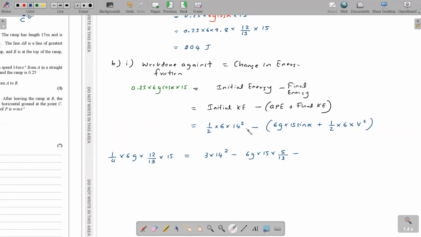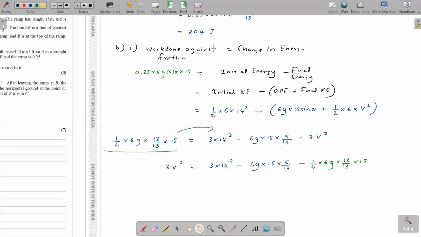Again, opening the bracket with the negative sign. Be careful with the negative sign you are opening. So it's minus half into 6, minus 3v squared. Are you with me? Minus 3v squared, I bring here as plus 3v squared. I get here 3 into 14 squared minus 6g into 15 into 5 over 13. This whole thing comes to the other side as minus 1 over 4 into 6g into 12 over 13 into 15. So type this full figure in your calculator and divide it by 3. And we have to take the square root of this answer as well, right? So let's type it in.